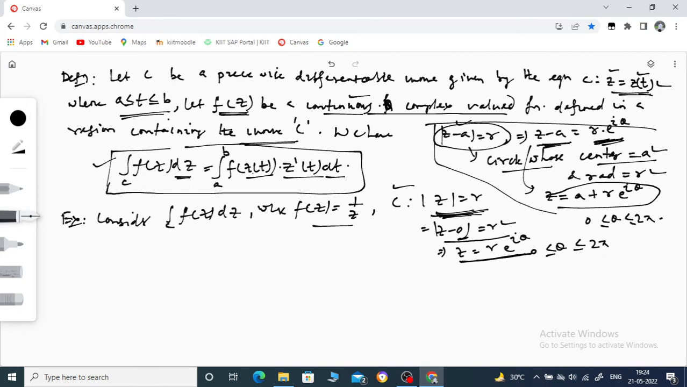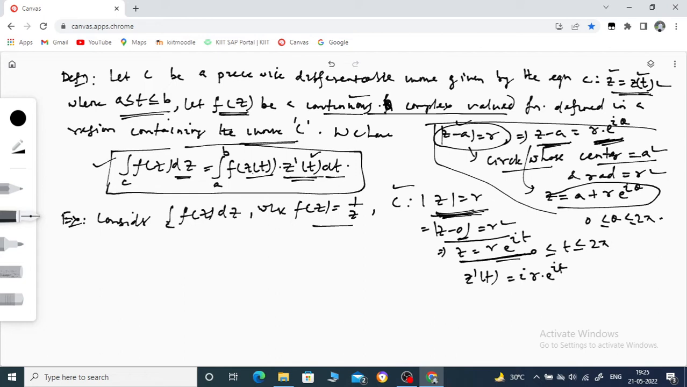Since we have taken here the variable as t, you may write z is r e to the power it, and t varies from 0 to 2 pi. So if this is your z, then what will be your z dash t? You just take its derivative with respect to t. So z dash t will be, r is constant, and the derivative of e to the power it with respect to t is i e to the power it.